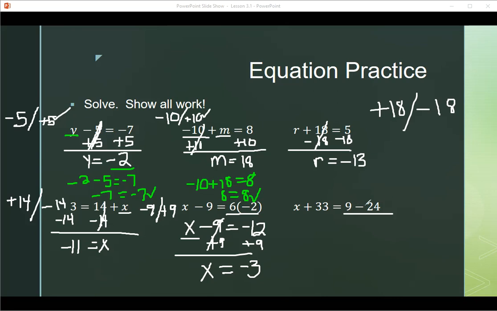For the last one, we said we needed to go ahead and simplify that part. So I'm going to have x plus 33 is going to be equal to 9 take away 24 would give me negative 15. Now I can say what's happening to this x? Well, right now I'm adding 33. To make it go away, I'm going to have to subtract 33 from both sides. So subtract 33 over here and subtract 33 over here.